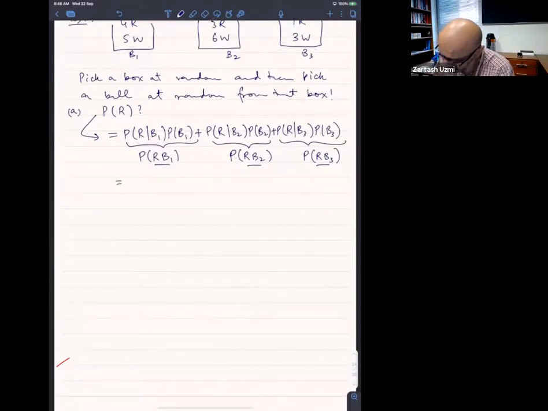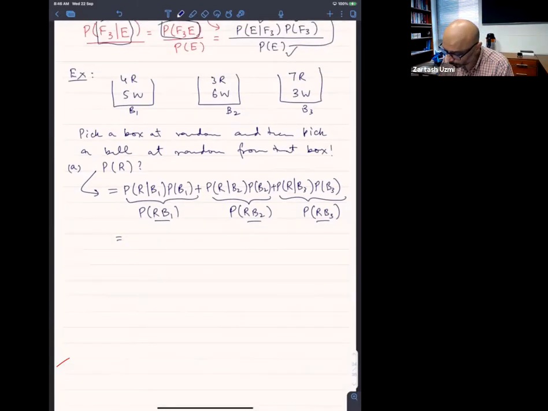So now each of these probabilities I have written is very easy to answer. What is the probability of R given B1? Answer in the chat window. What is the probability of picking a red ball given that you have selected box 1? You are given B1. I gave you the first box and asked for the probability of red in it. So the probability that you will pick a red is 4 out of 9.